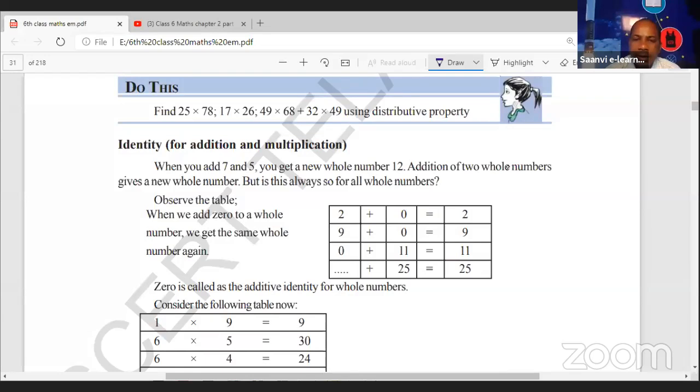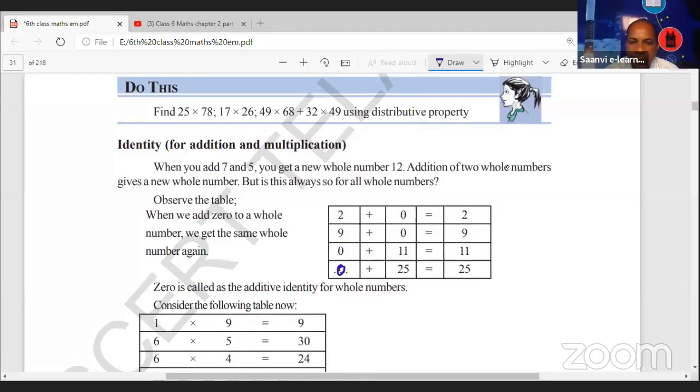Similarly, 9 plus 0 is equal to 9 only. 0 plus 11 is equal to 11 only, and 0 plus 25 is also 25. It means when we add any whole number with 0, again we get the same whole number.